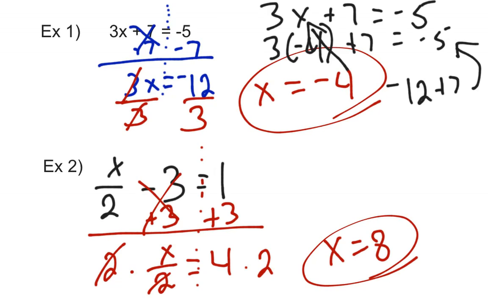Negative 12 plus 7, sure enough, equals negative 5. So if you take the time and check your work when you're done, you'll always know if you have a correct answer.